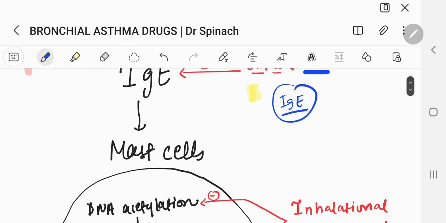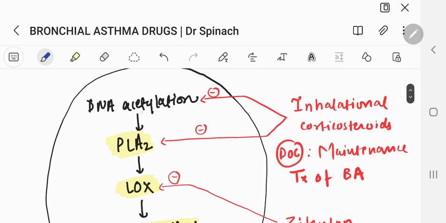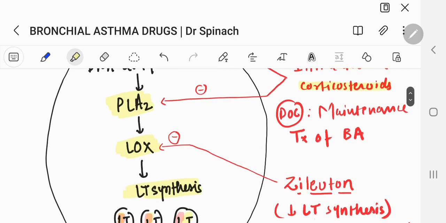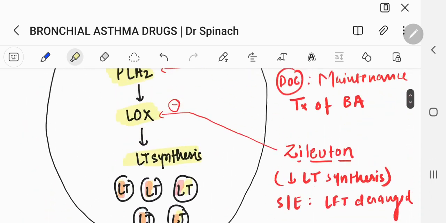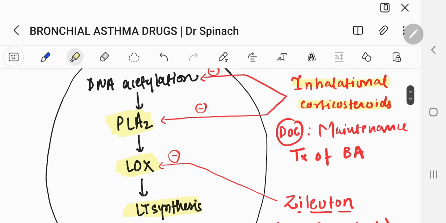The next thing you can do is block the acetylation and expression of phospholipase A2, which can be done using inhalational corticosteroids. Inhalational corticosteroids lead to inhibition of DNA acetylation and phospholipase A2, and therefore inhibit the process leading to leukotriene synthesis and bronchospasm. Inhalational corticosteroids are also the drug of choice for maintenance treatment of bronchial asthma.